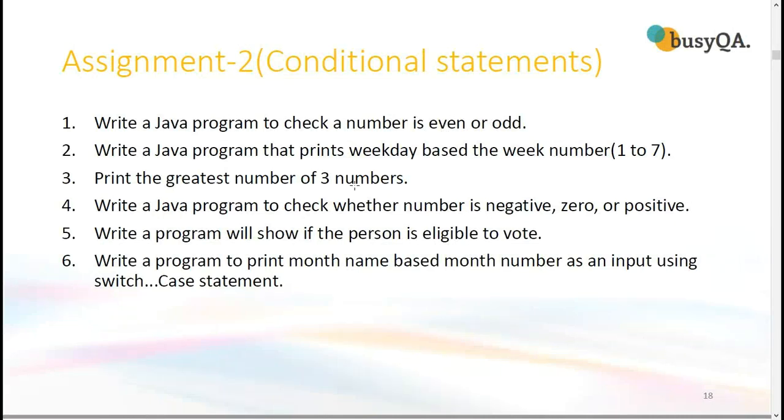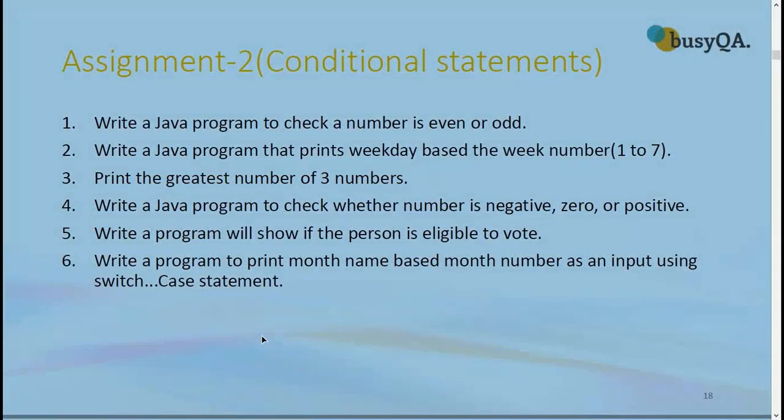Print the greatest of three numbers. That's your if, else if, right? If A is greater than B and A is greater than C, A is the greatest. Else if B is greater than A and B is greater than C, then print B is the greatest. Else C is the greatest. So that's how we do this one. But you can try it out. Try out number 3 when you're home, and we'll talk about it in the next class.